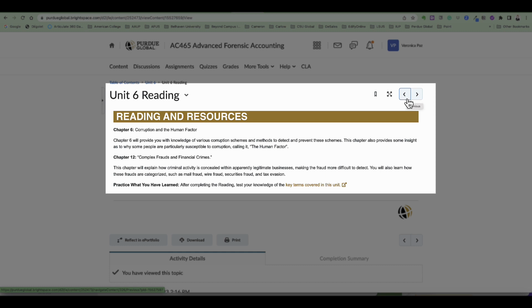Then you're also going to read Chapter 12, which deals with complex frauds and financial crimes. Here you're going to look at how criminal activity is concealed within apparently legitimate businesses, making the fraud more difficult to detect. You will also learn how these frauds are characterized, such as mail fraud, wire fraud, securities fraud, and tax evasion.